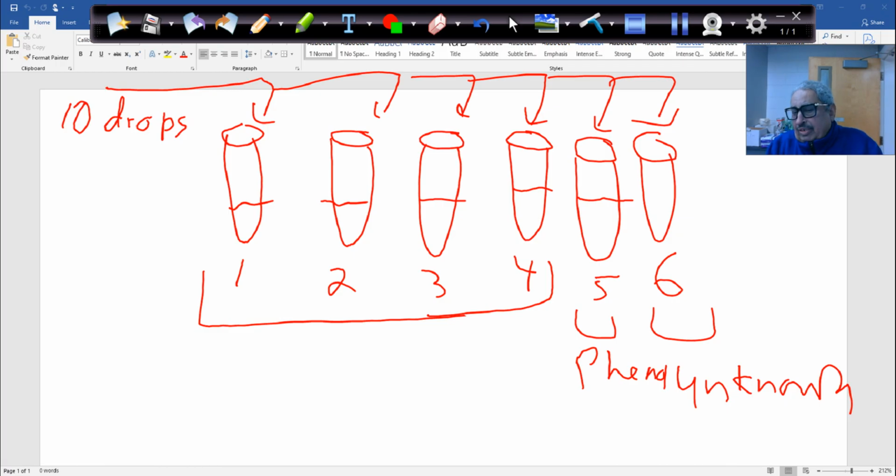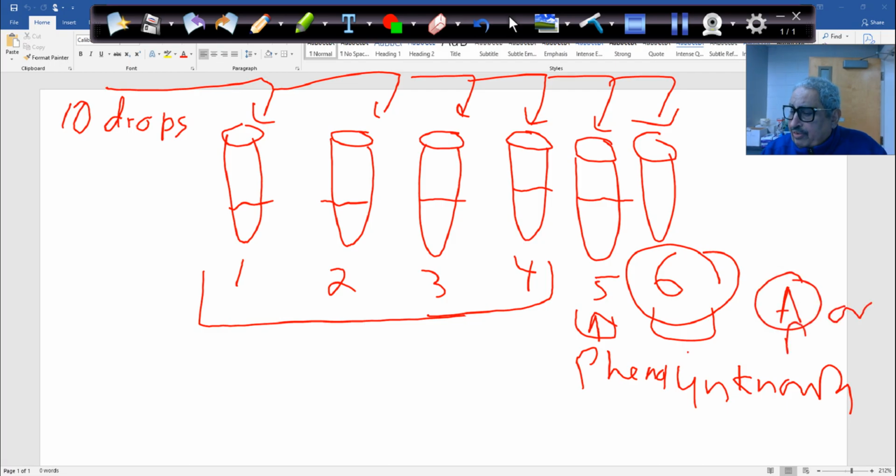So add this one here. That's a phenol here, number 5, 6. That's your unknown. You have to select A or B, whatever you like. Just one. Stay on the one. Or C or D, one of them. You stay on that one, please. Do not do all of them, no. So you'll add 10 drops, and the first easy test, you do what?